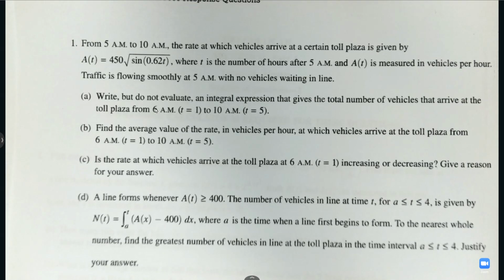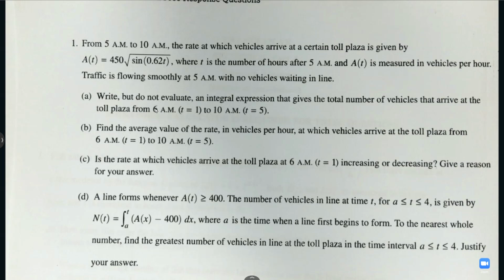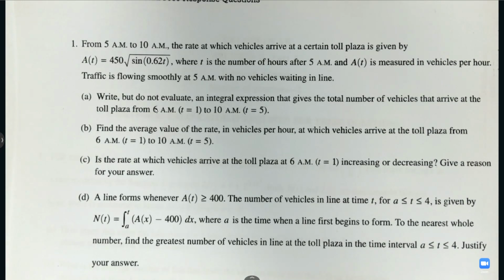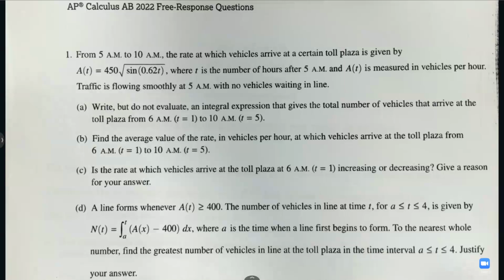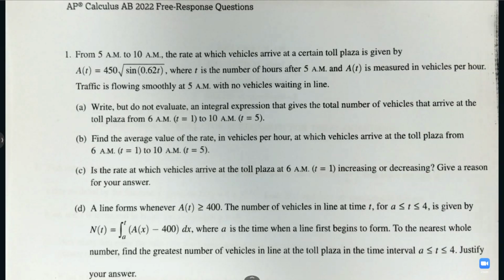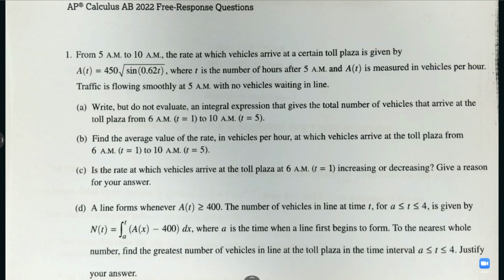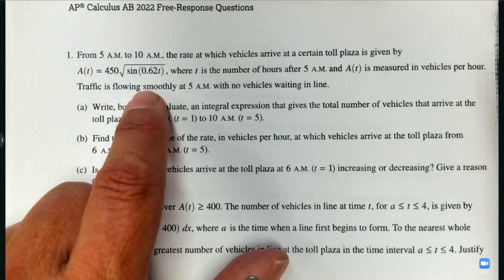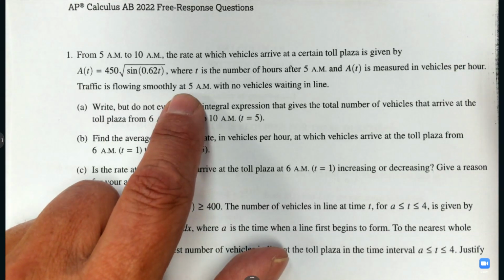All right, here's the solution to a rate story from 2022. So let's read it together. From 5 a.m. to 10 a.m., the rate at which the vehicles arrive at a certain toll plaza is given by that equation. T is the number of hours after 5 a.m. and A at T is measured in vehicles per hour. The traffic is flowing smoothly at 5 a.m. with no vehicles waiting in line.